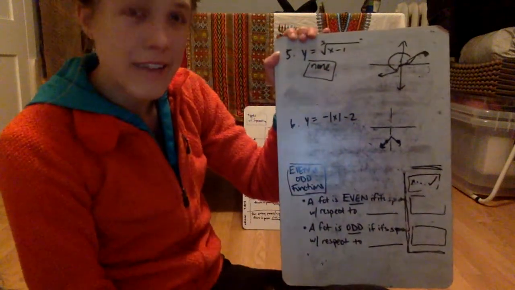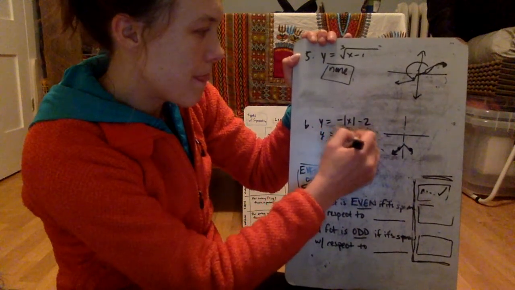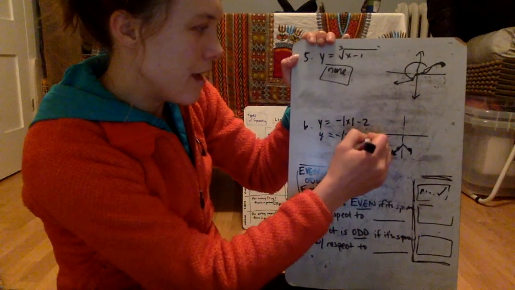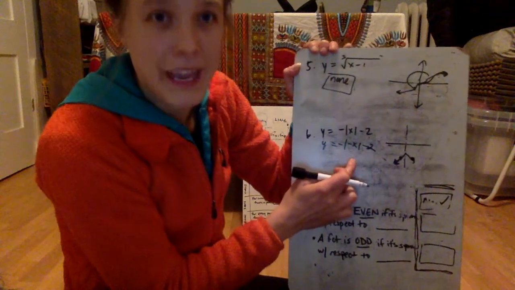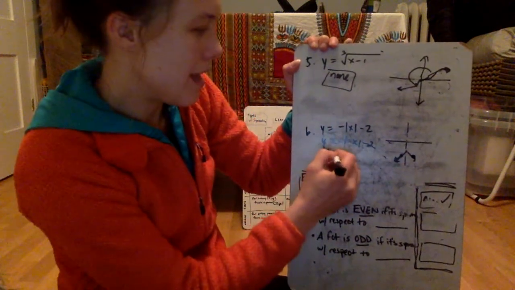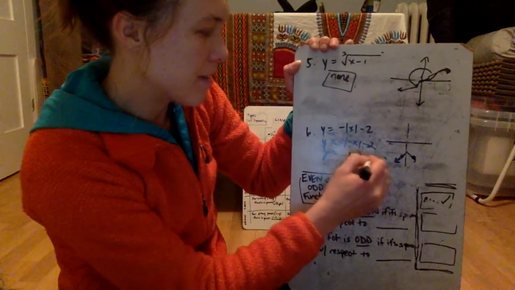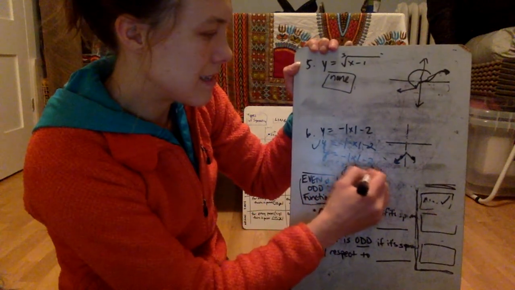We'll plug in negative x for x. So y equals negative the absolute value of negative x. And what is the absolute value of a negative number? It's just the positive number. So y equals negative the absolute value of x minus 2. Nothing changes, so that is y-axis symmetry.